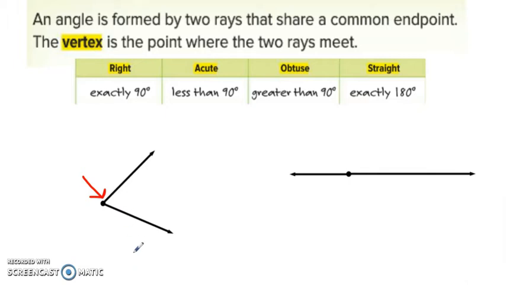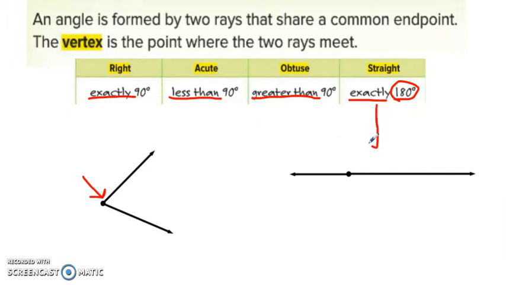There are 4 different types of angles. A right angle, which is exactly 90 degrees. An acute angle is less than 90 degrees, so it's smaller than 90. An obtuse is greater than 90 degrees, which is 91 or bigger. And a straight angle is exactly 180. That's the only one that doesn't deal with 90 degrees.